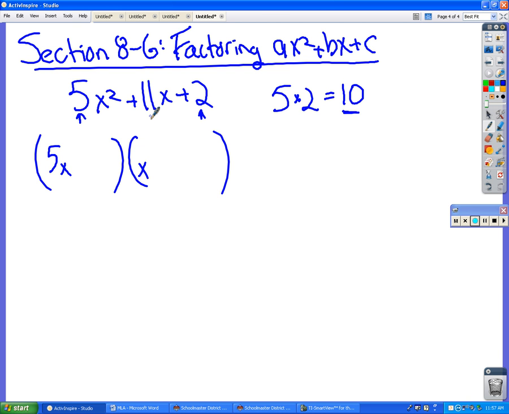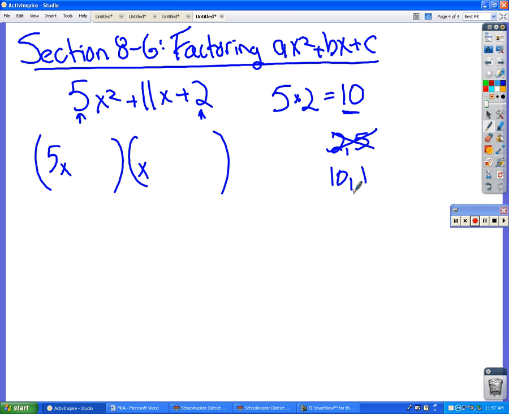So what are my factor pairs of 10? What are two numbers that multiply together to be 10? 2 and 5. Does 2 and 5 add up to 11? No. What's another factor pair for 10? 10 and 1. And 10 plus 1 is in fact 11. So that's what I'm going to use. That part shouldn't have been too bad. I just went 5 times 2 is 10, and found things that multiply together to be 10 and add together to be 11, which is kind of what we were doing yesterday.